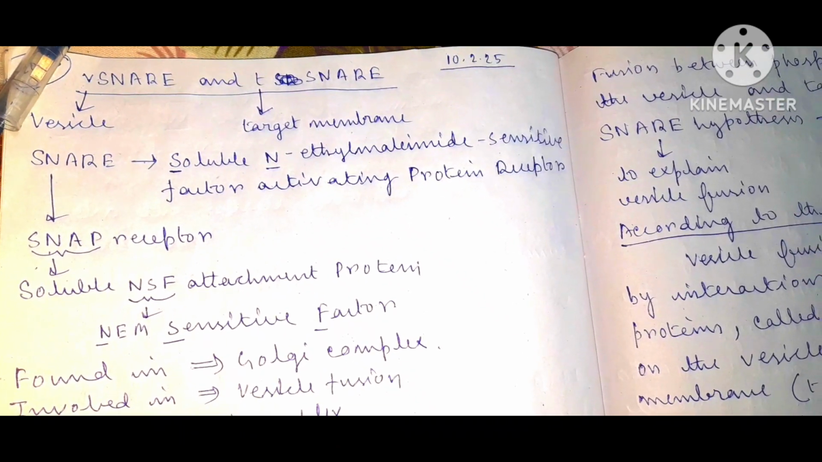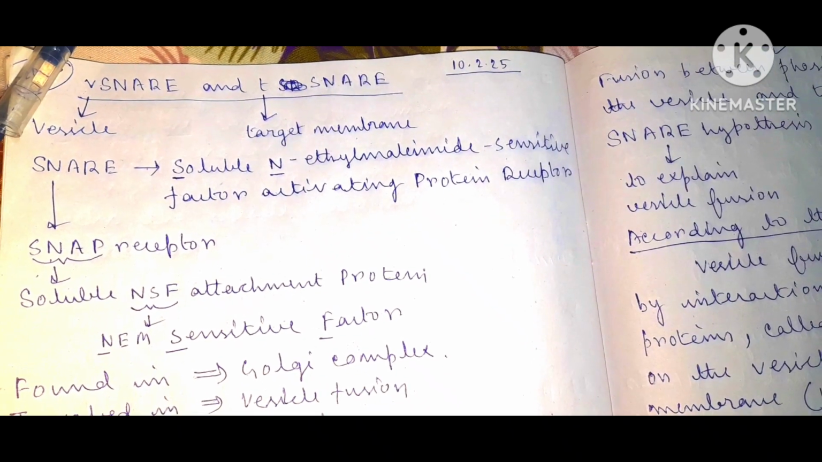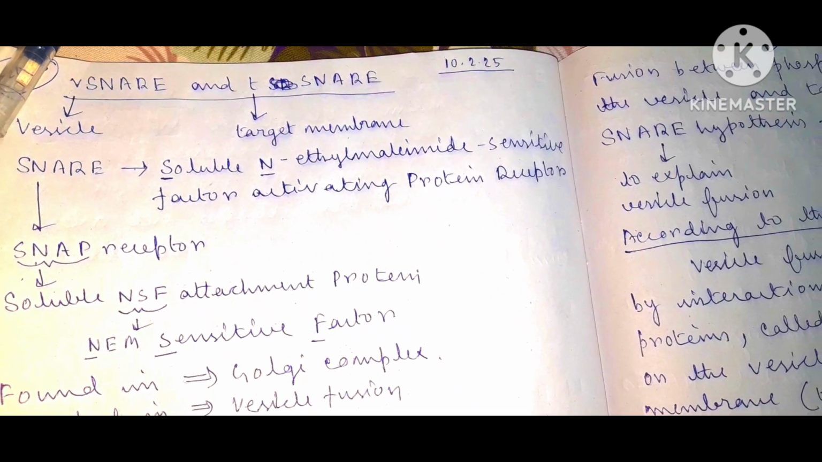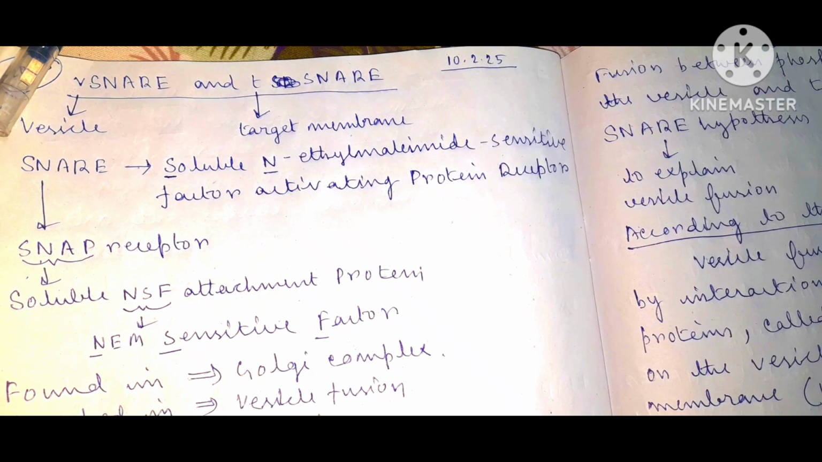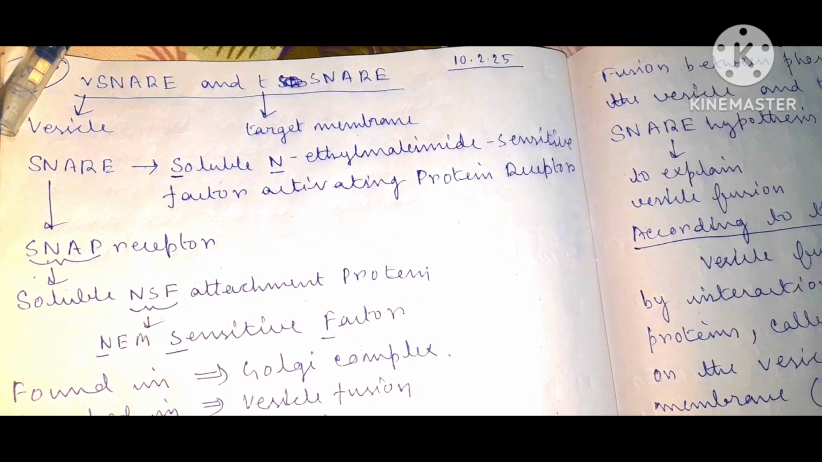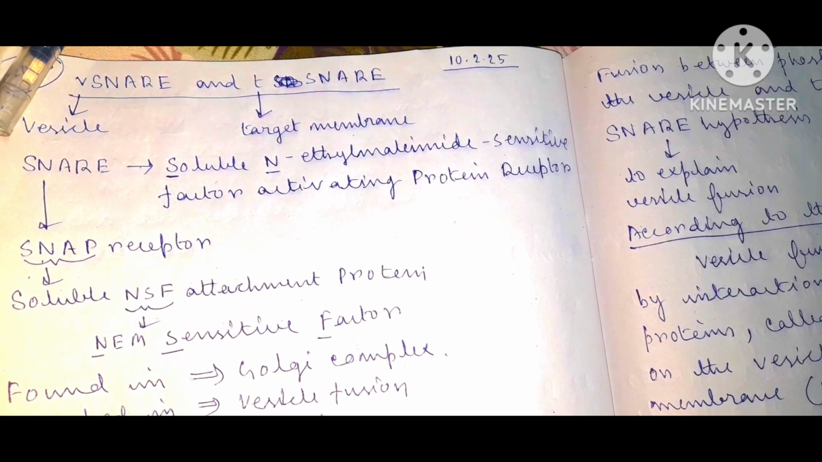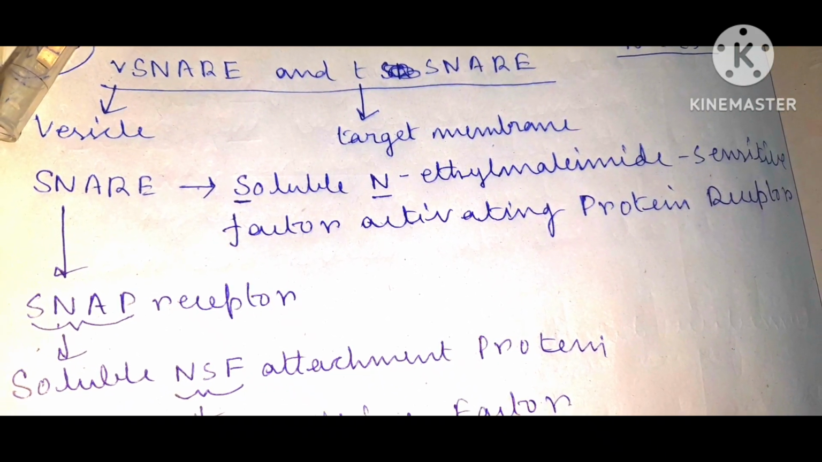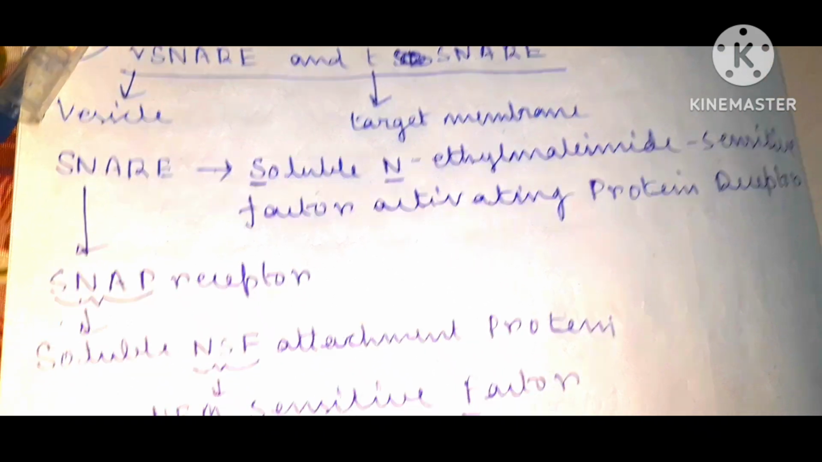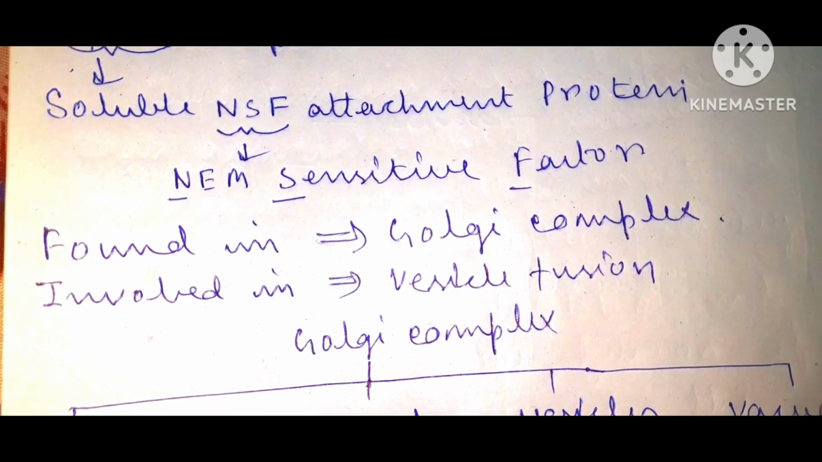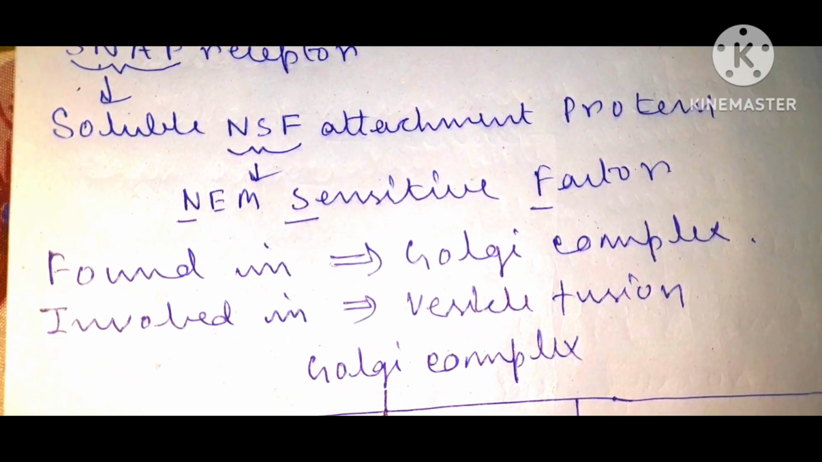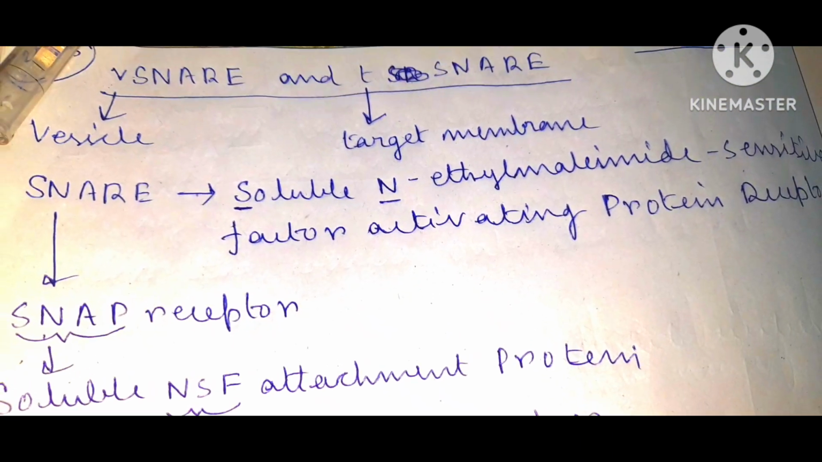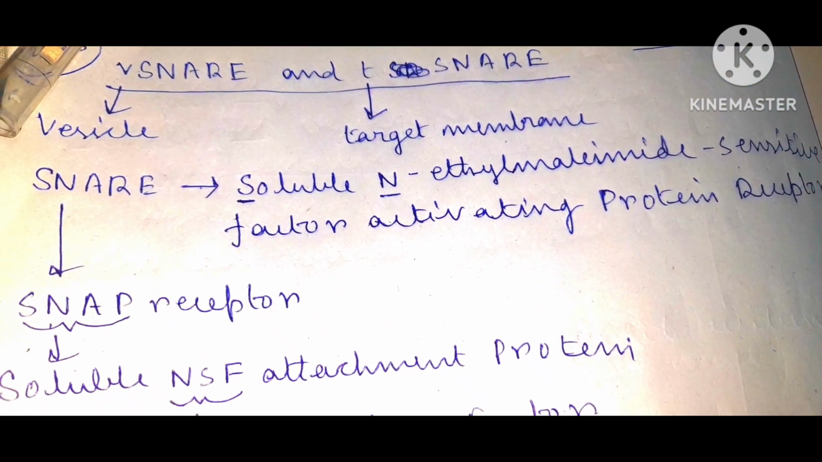So the first question I am going to discuss with you is v-SNARE and t-SNARE, and it is the SNARE hypothesis, and it is a repeat question. v-SNARE and t-SNARE, this topic is from Golgi complex. Means this is found in Golgi complex and involved in vesicle fusion. So what is the full form of v-SNARE and t-SNARE?